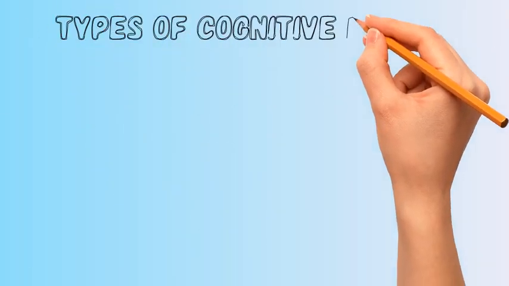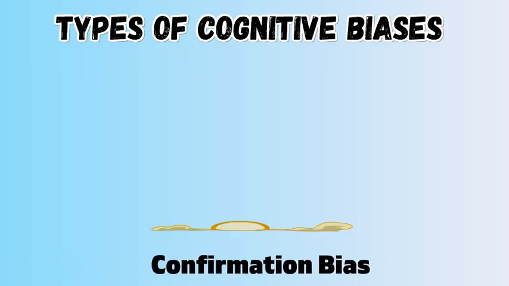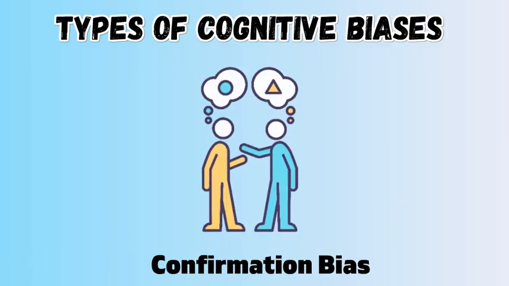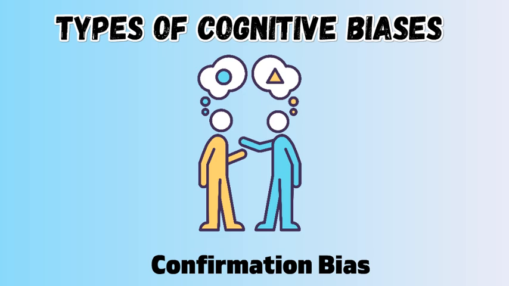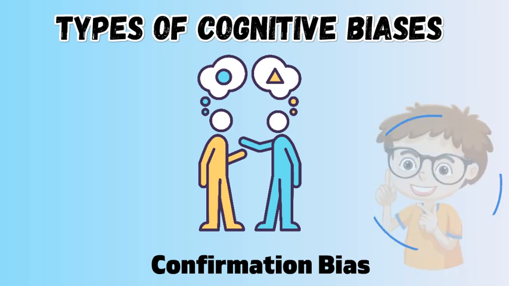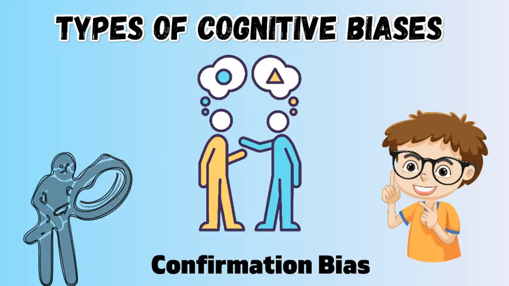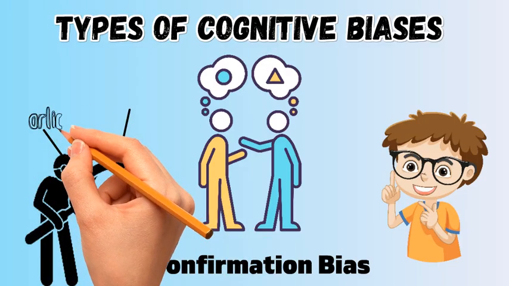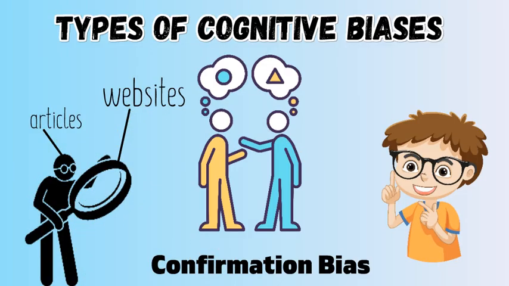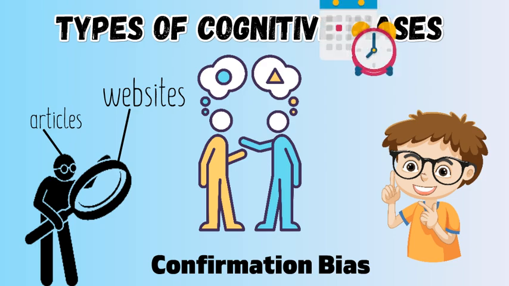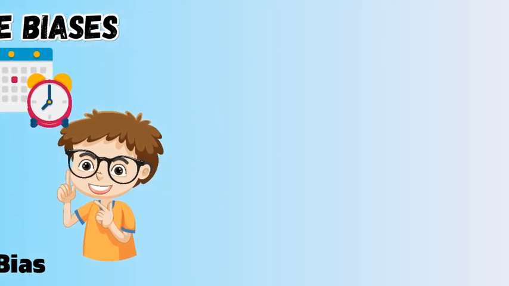Types of cognitive biases. Confirmation bias. Confirmation bias is a common thing where we tend to find things that support what we already believe. It's like wearing glasses that only let in the things we want to see. When we're checking out a topic, we might only pay attention to the articles or websites that agree with our opinions, making us feel even more sure about what we thought before. It's tricky because it can make us miss out on other important ideas that might actually be true.